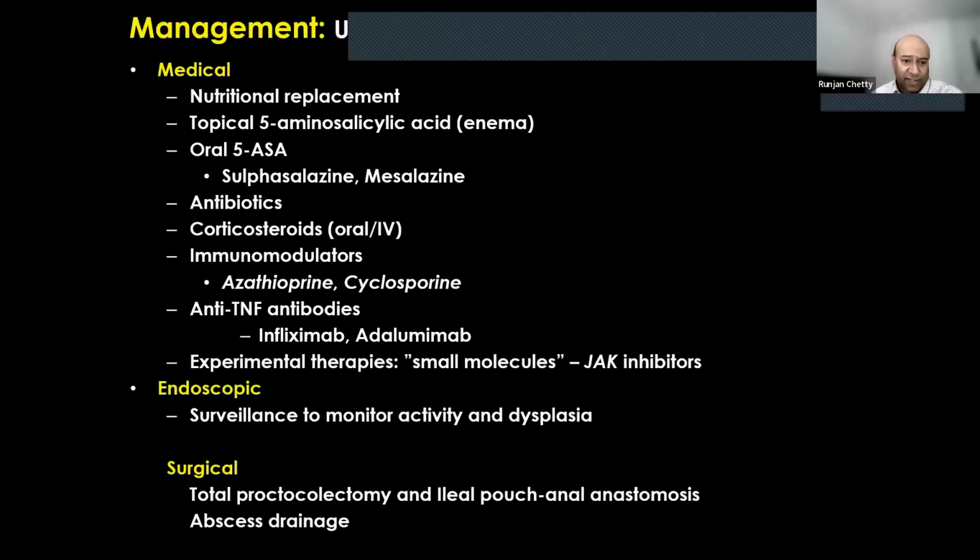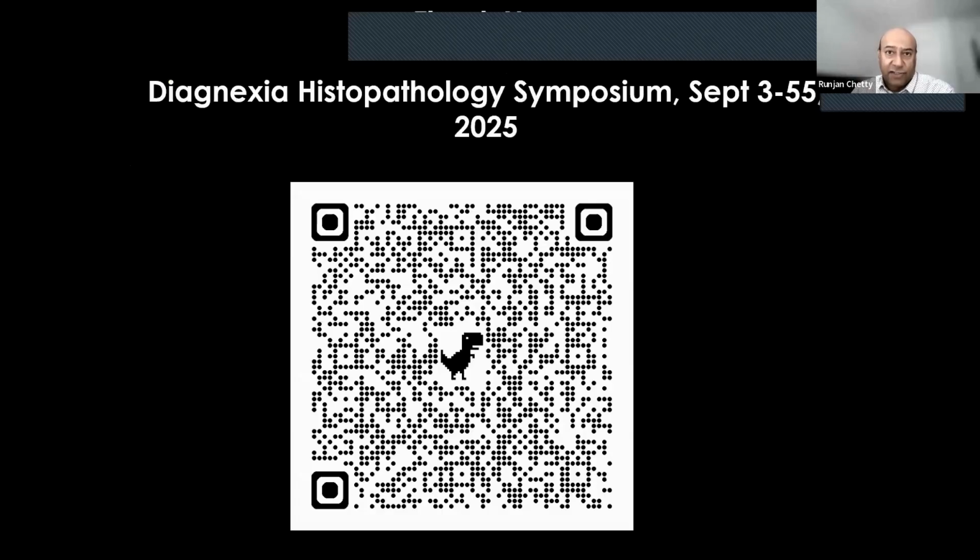Similarly, in ulcerative colitis, the same three protocols are used, and especially in ulcerative colitis, these small molecules or JAK inhibitors are the new magic charm in the medical treatment of these patients, and really can defer definitive surgery until later on. Okay, I think I'll stop at this point.